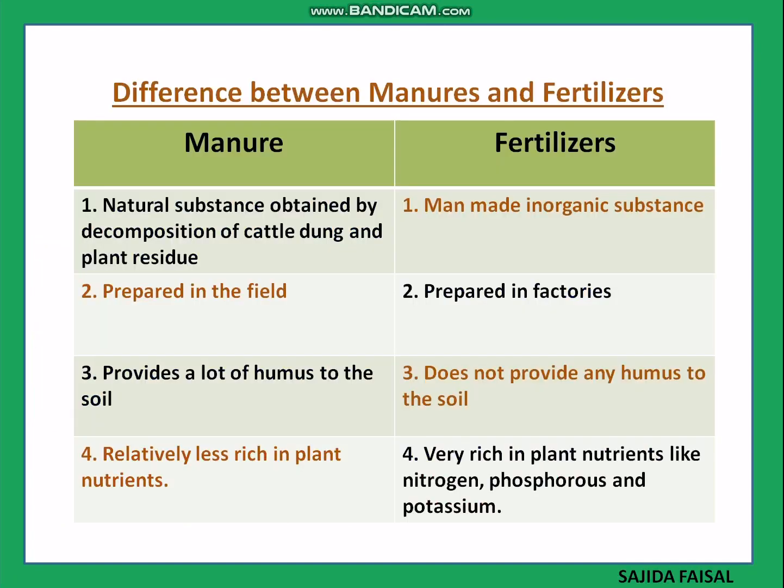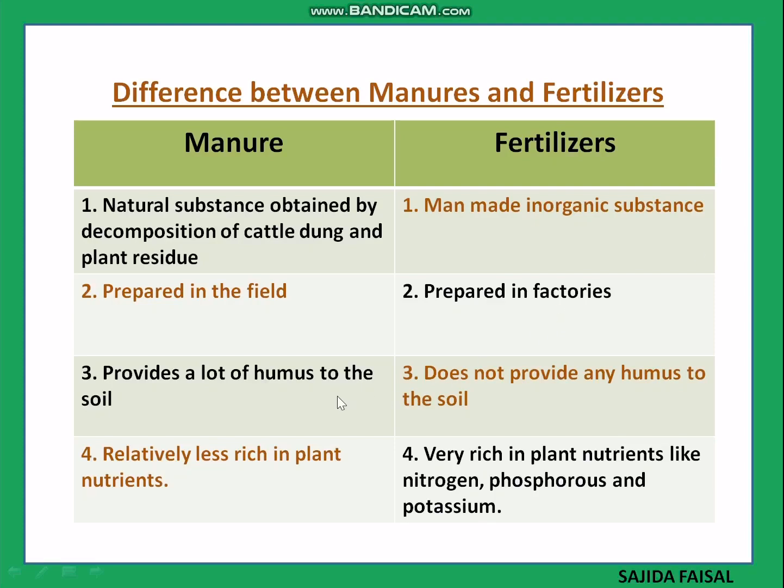Then what are the differences between manure and fertilizers? We know that manure means naturally we are getting from animal waste, dead organisms, food waste, from all we are getting the manure. But fertilizers from where we are getting? From what? Inorganic substance. We are making man-made inorganic substance. Then manure is prepared in the field or houses, from house itself we are preparing, or field we are preparing, but fertilizers we are preparing from the factory.